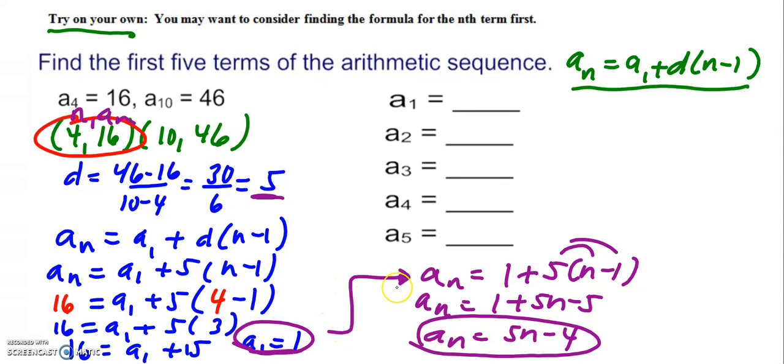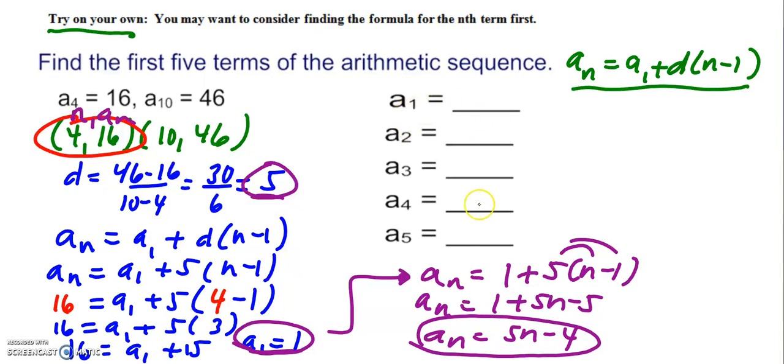Which meant in my equation, a sub n equaled the first term of 1 plus the common difference of 5 times n minus 1. Simplified this and got this to be 5n minus 4. Now this might be a good point to pause the video if you would like to write more of this down. But I'm going to keep going.